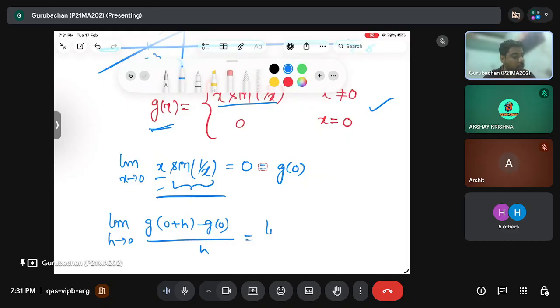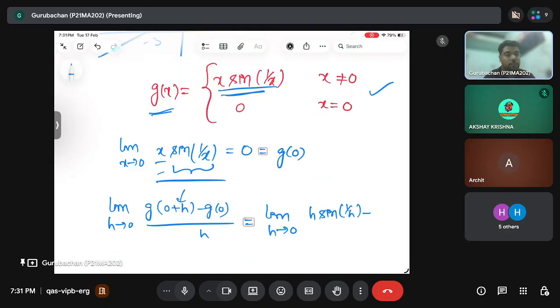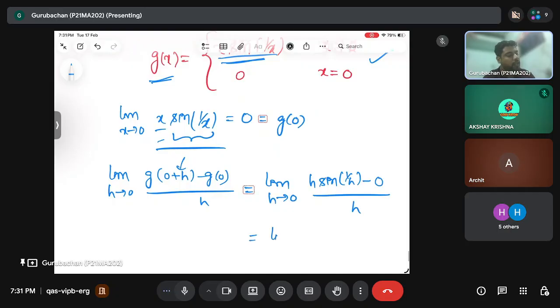The limiting value of this function will be h sine 1 by h, because 0 plus h means any x that is not 0. What is g of 0? It is 0. Divided by h. So here it becomes the limit as h tends to 0 of sine 1 by h. Does this limit exist or not? Not existing. So g is not differentiable at x equal to 0.